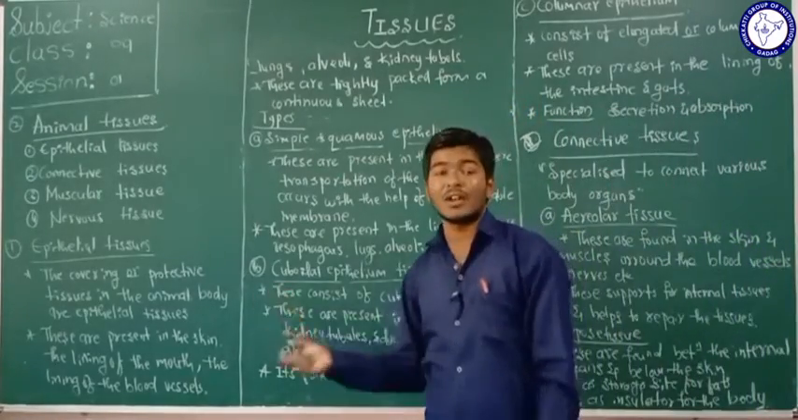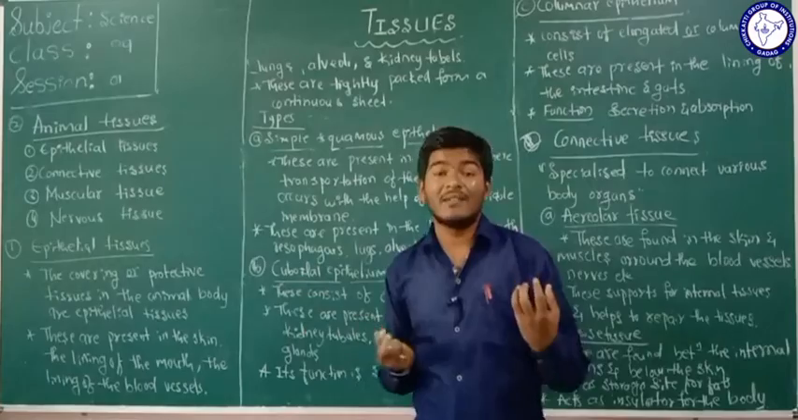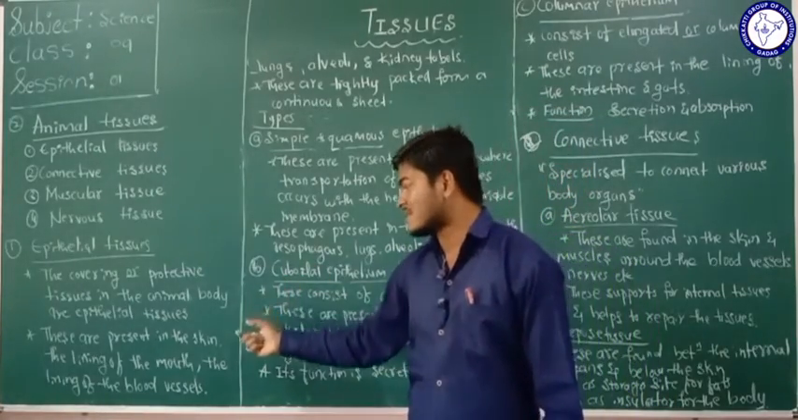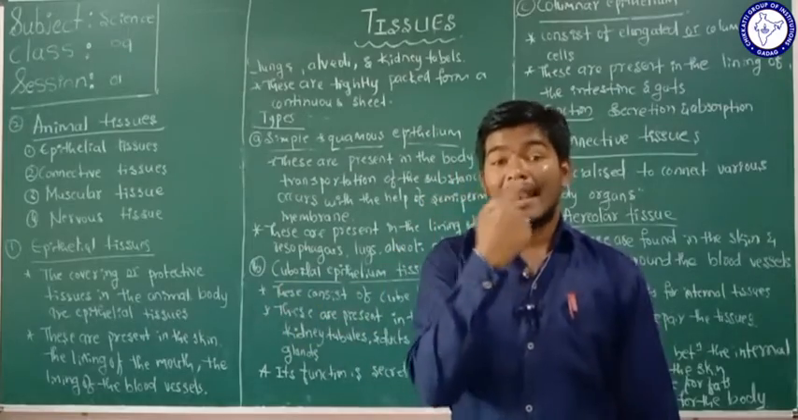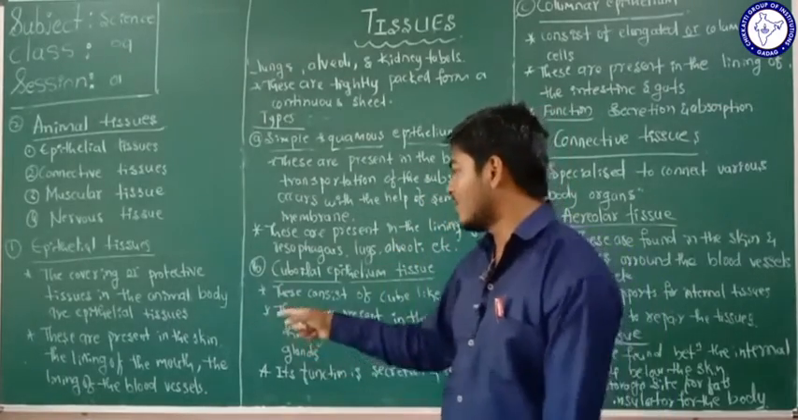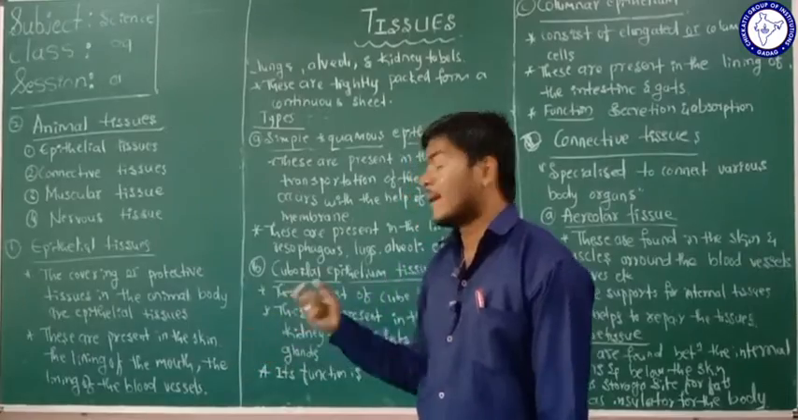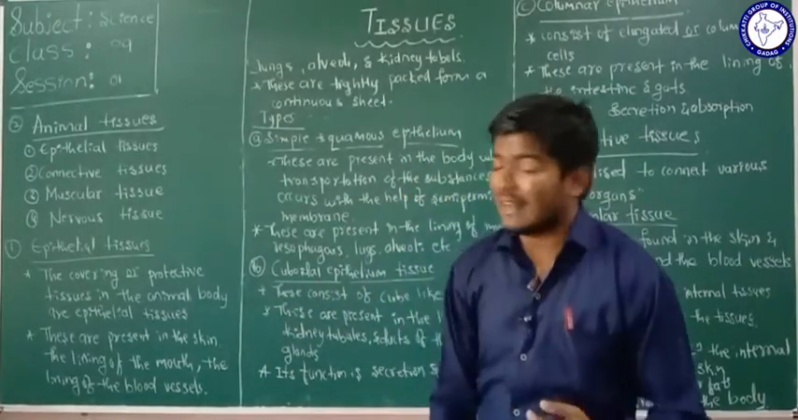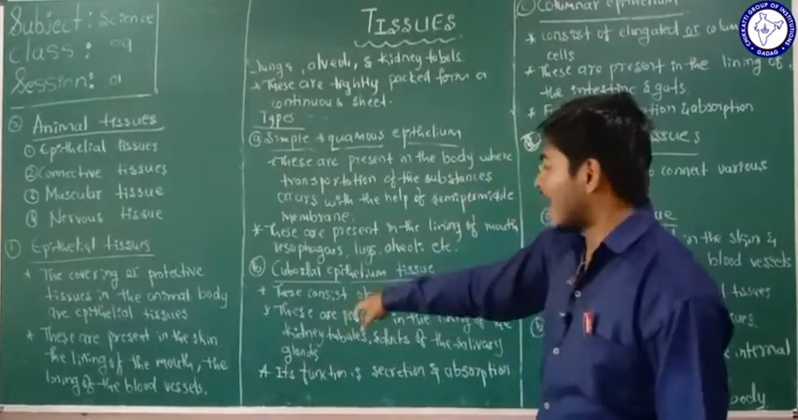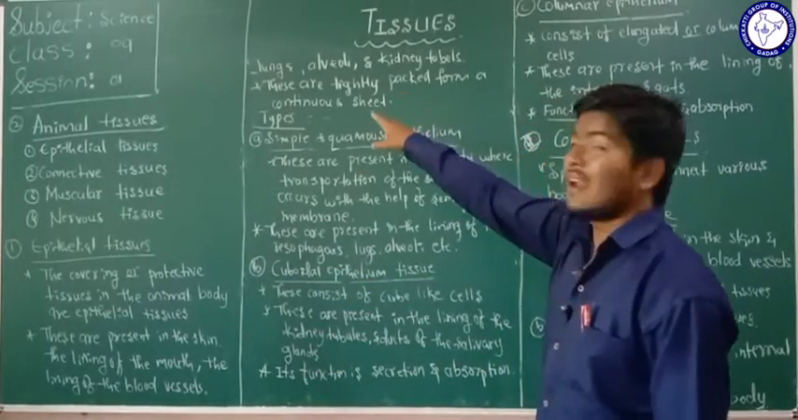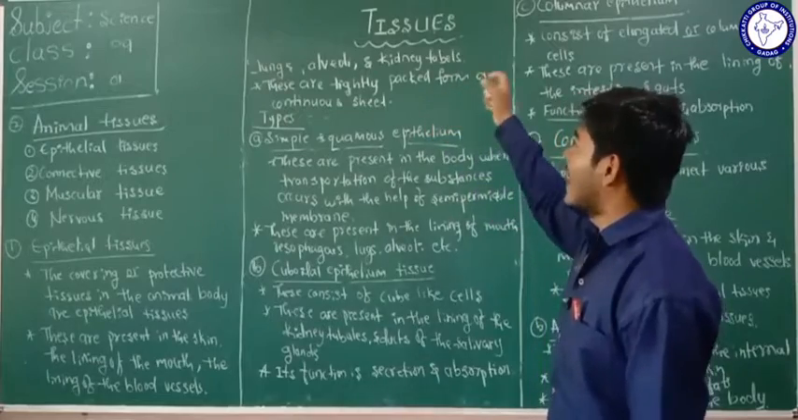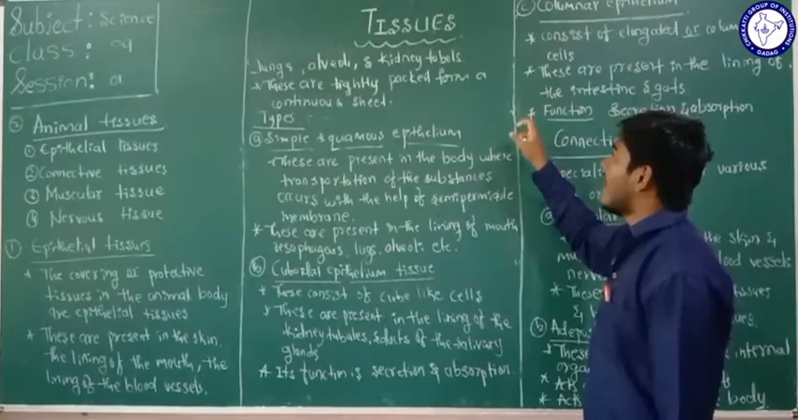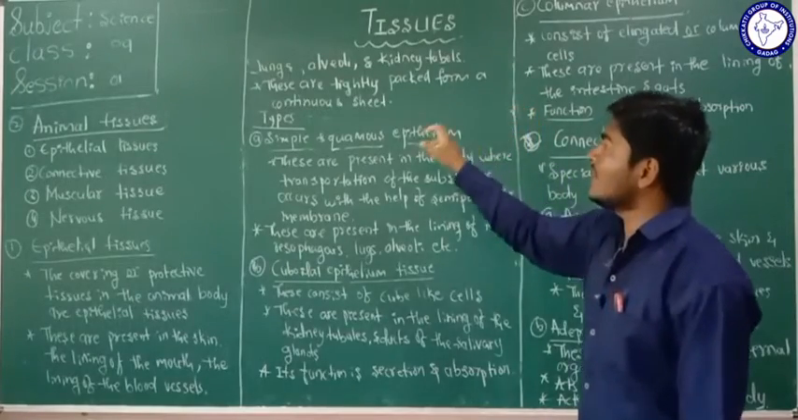So these protective tissues are present in our body, in the skin, in the lining of our mouth, and also in the lining of the blood vessels. They are also present in the lining of the lungs, the lining of the alveoli and the lining of the kidney tubules. These are tightly packed to form a continuous sheet.